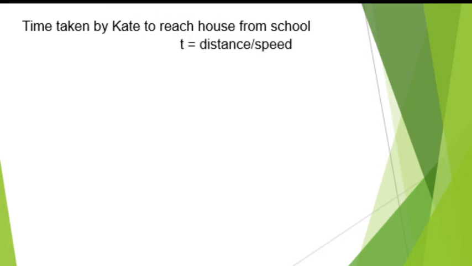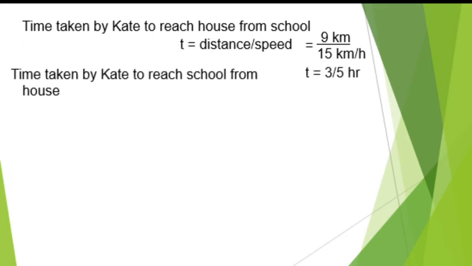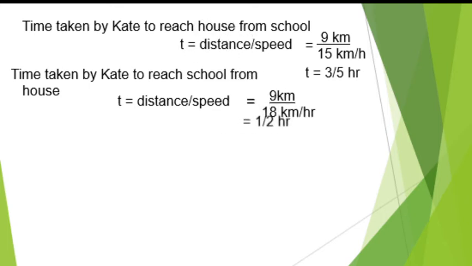Okay? So time is equal to distance divided by the speed. The distance is 9 and the speed is 15 kilometers per hour. So we cancel kilometer, and that is equal to 3 hours. Okay, to reiterate, the time taken by Kate to reach school from her house is equal to the distance divided by the speed, which is 9 kilometers divided by 18. So that is 1.5 hours.